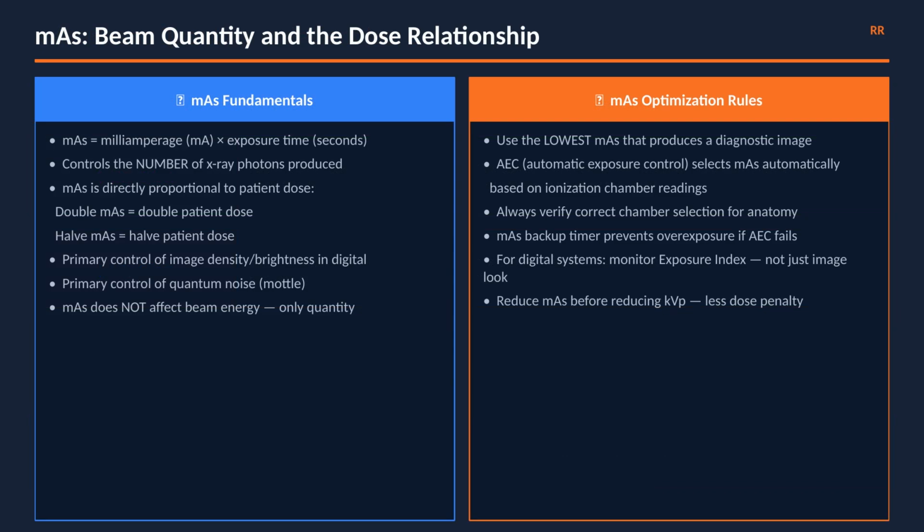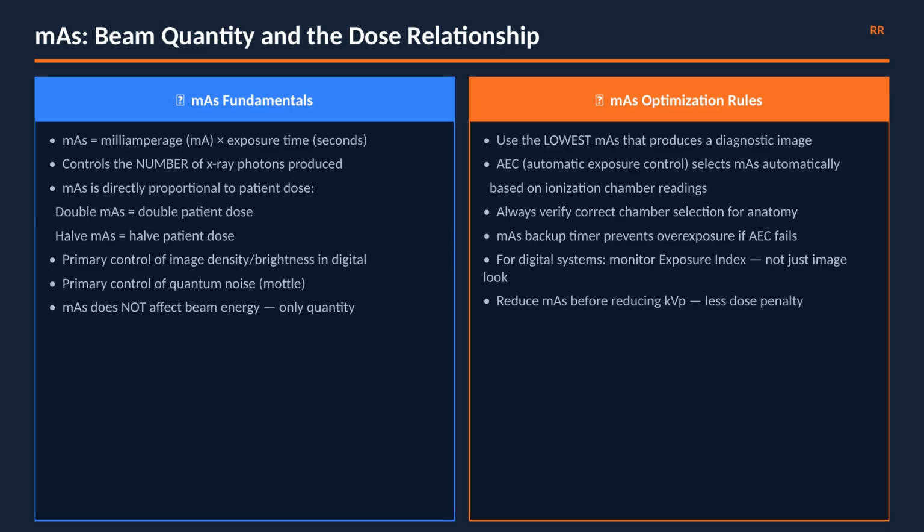mAs controls the quantity of X-ray photons produced, and it has a direct, linear relationship with patient dose. Double the mAs, double the dose. Halve the mAs, halve the dose. This makes mAs the primary dose management dial in digital imaging.